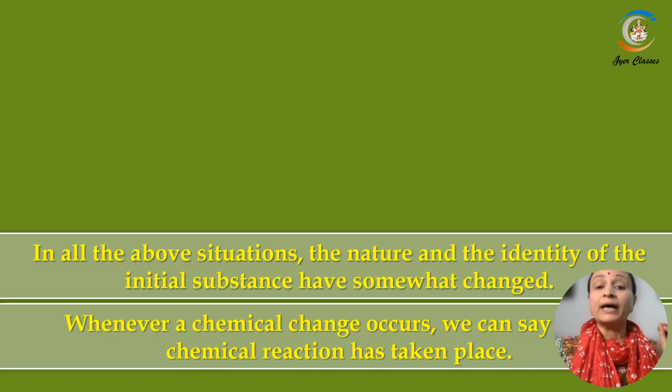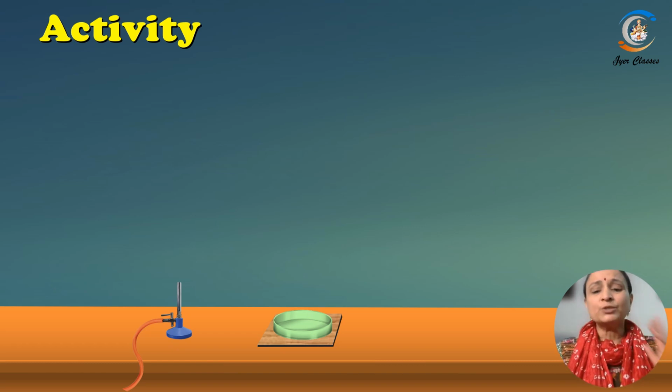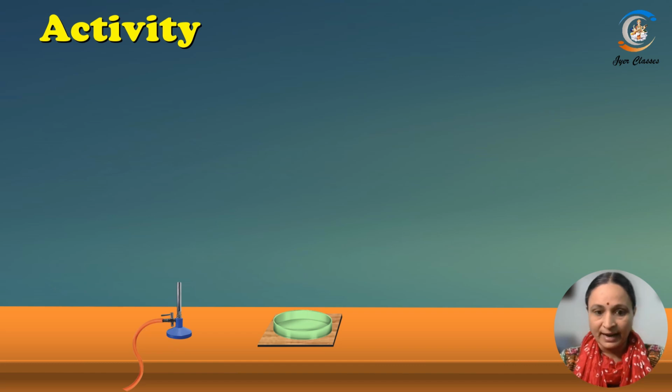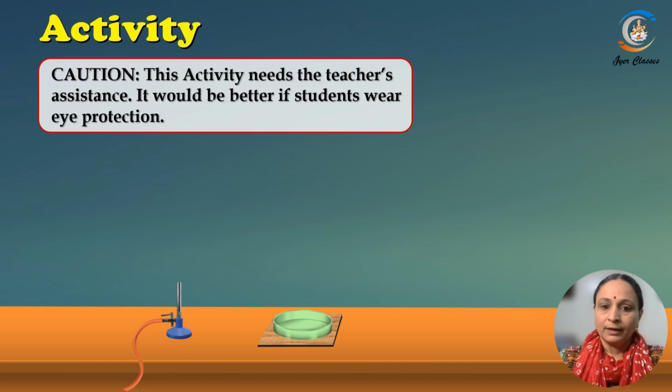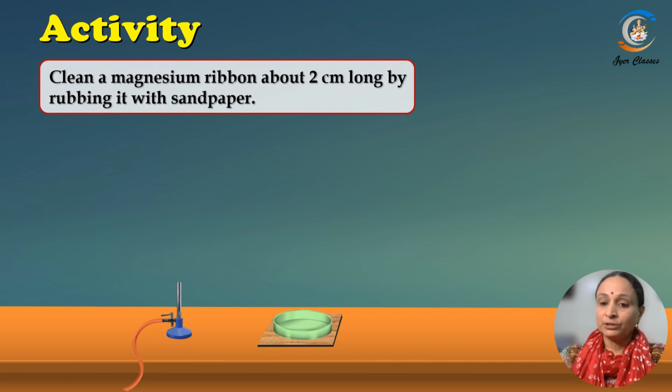How do you know that a chemical reaction is taking place? So let us do some very simple activities. What are the main activities we can do? Now see, whenever you do this in the lab, ask your teacher or the lab assistants to be with you. So what is that activity? Let's see. You take a magnesium ribbon. Magnesium is a metal, and you take about 2 centimeters of this and rub it with sandpaper.